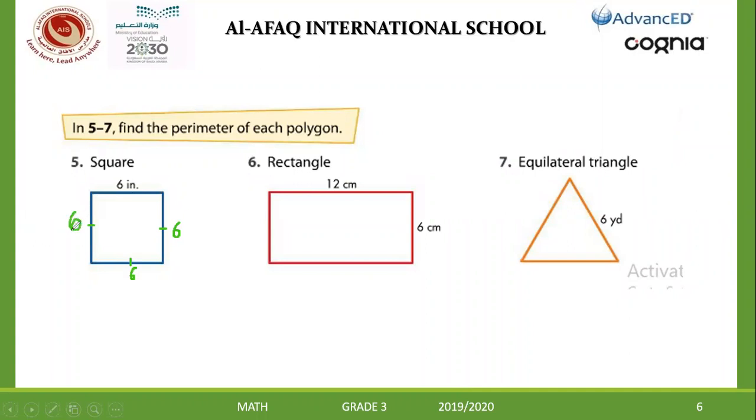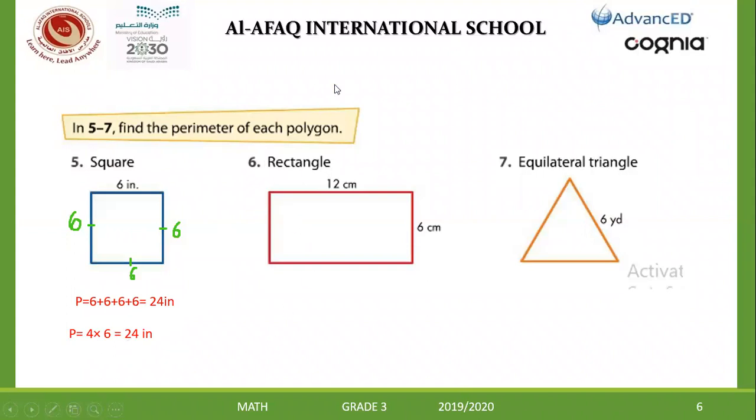What about the perimeter? Add all the lengths of the sides. So here we find the perimeter by adding 6 plus 6 plus 6 plus 6, 4 times, which will be 24 inches. This 6 is repeated by using the addition sign 4 times, so I can replace it by using the multiplication sign. I have 4 sixes, so it means 4 multiplied by 6. And as you know, 4 multiplied by 6 is 24 inches.